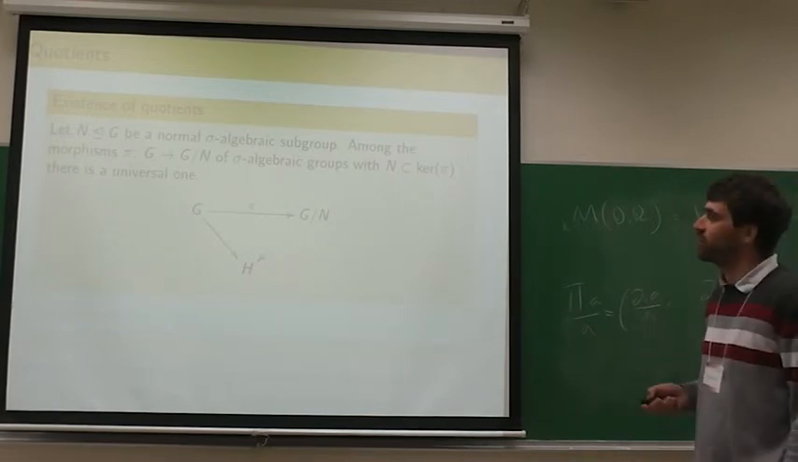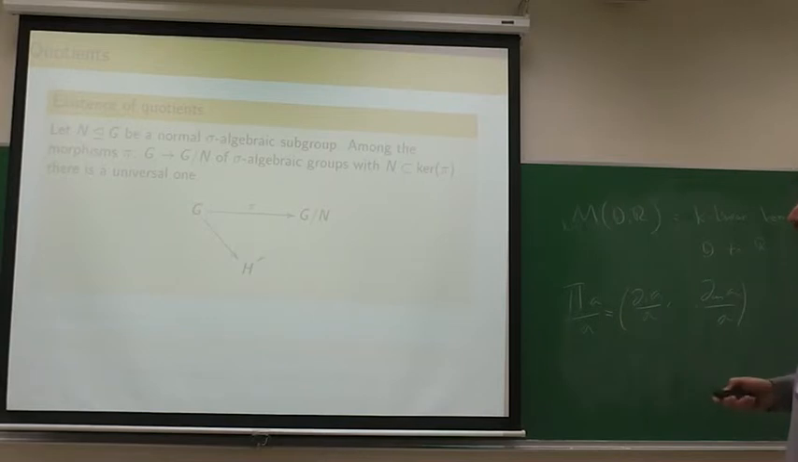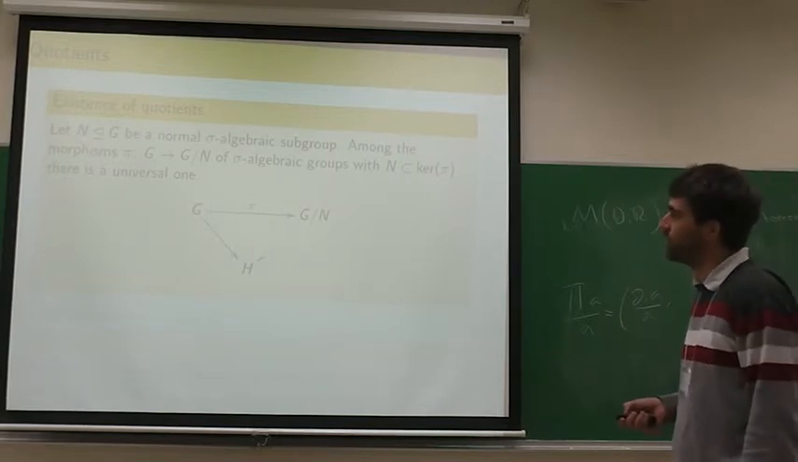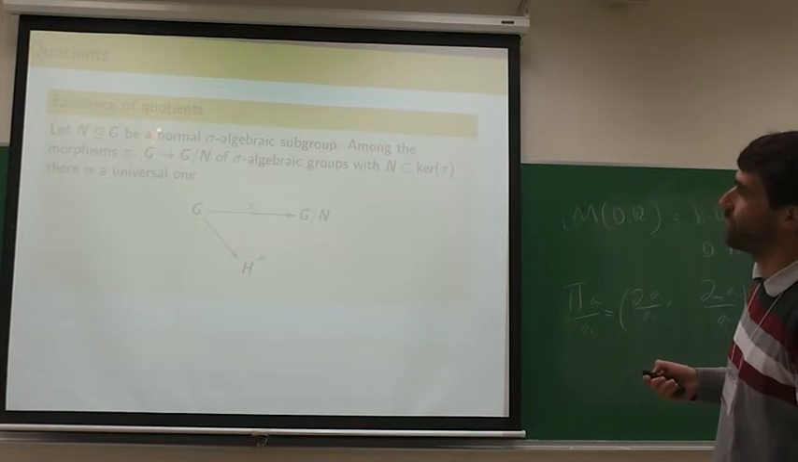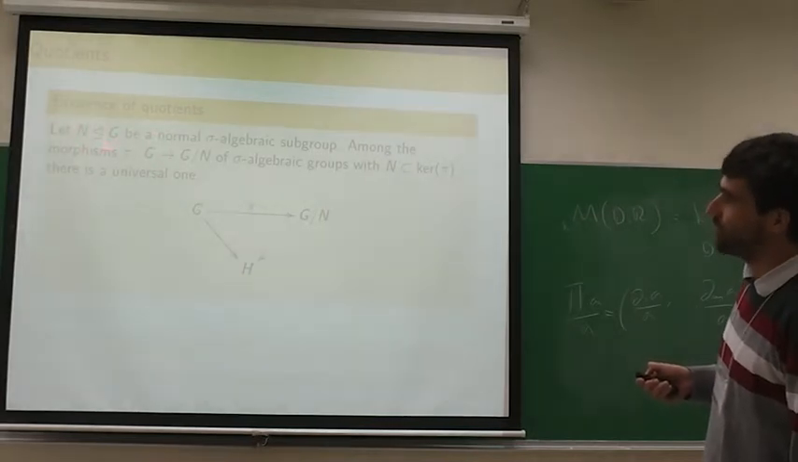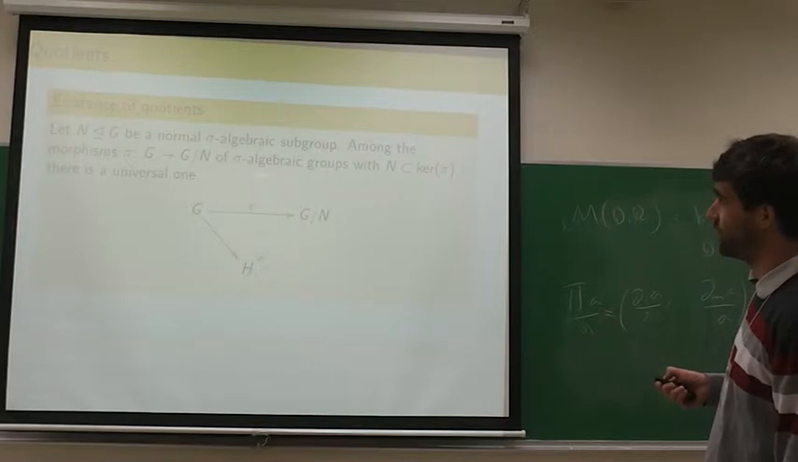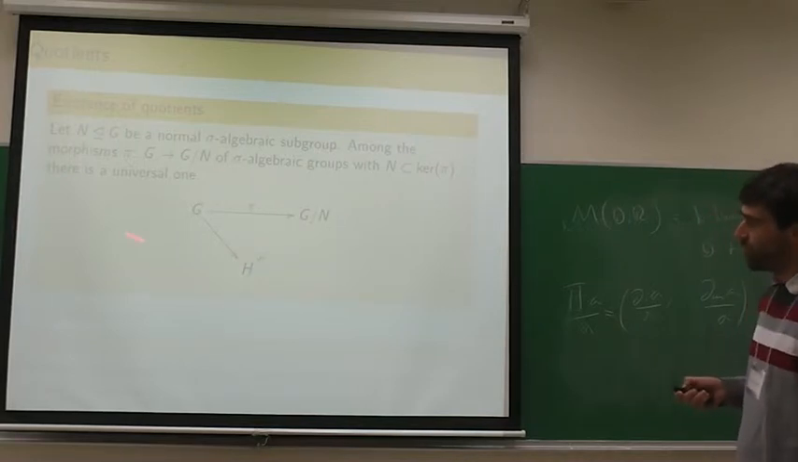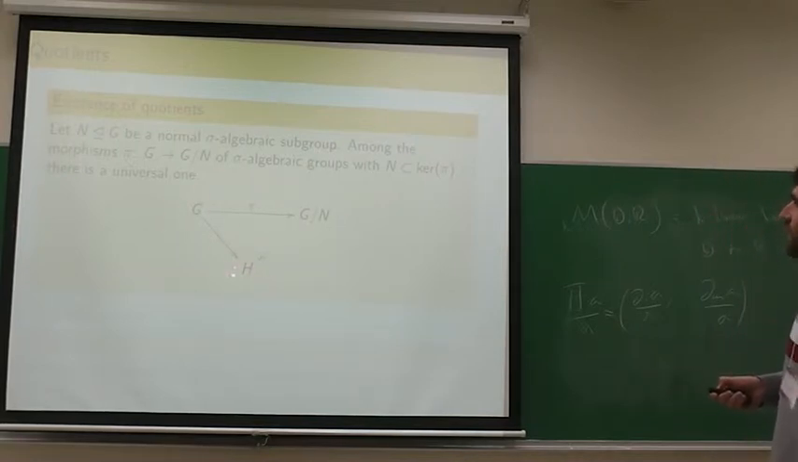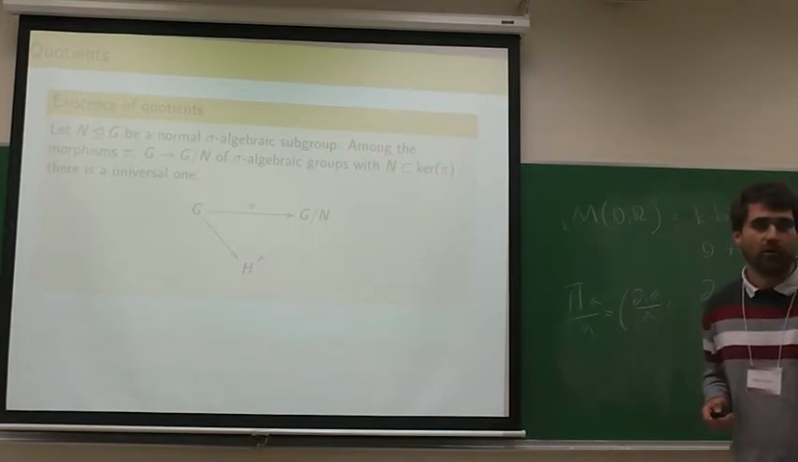Okay, so you have to construct this universal object, but it's possible. The statement is that if you have a normal difference algebraic subgroup N of a given difference algebraic group G, then there exists this morphism of difference algebraic groups, such that for any other morphism with the property that N lies in the kernel of the morphism, there exists a unique arrow from the quotient into H, which makes this diagram commutative.